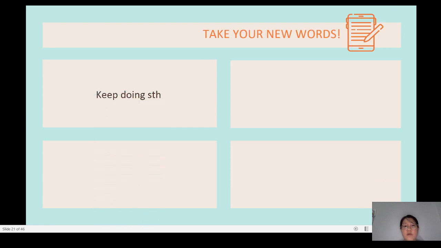And then I will show you some new words. Keep doing something means that you continue to do something on a regular or daily basis. It has the same meaning as every day and regularly. Don't or doesn't matter means that you don't mind it.